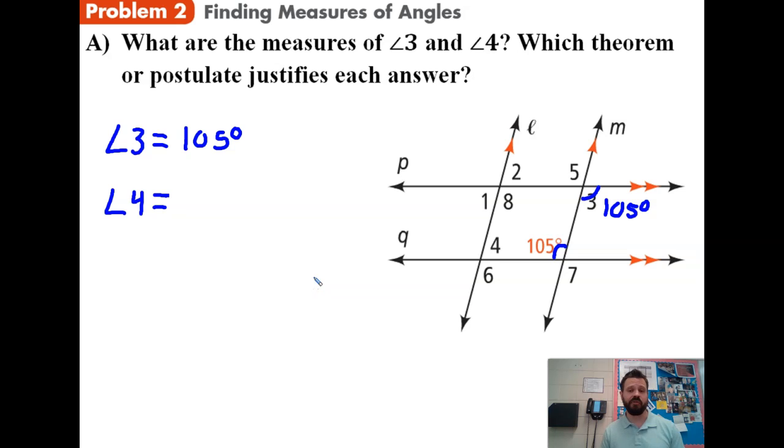Okay, next up, angle 4. Now, how does that relate to our 105? Okay, the 105 and angle 4 in this case are same side interior angles. Now we know that same side interior angles are supplementary. Okay, not congruent, but supplementary when the lines are parallel. So to get angle 4, what I'll do is I'll take 180 for the supplementary and subtract the angle I know, the 105, which will leave me with 75 degrees.